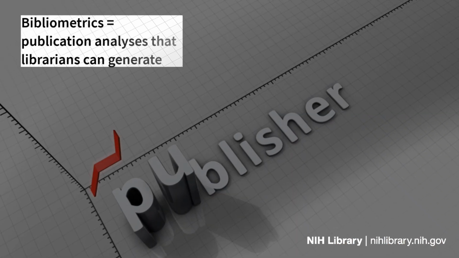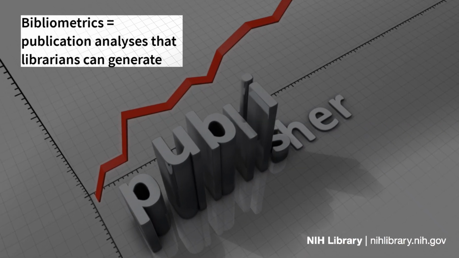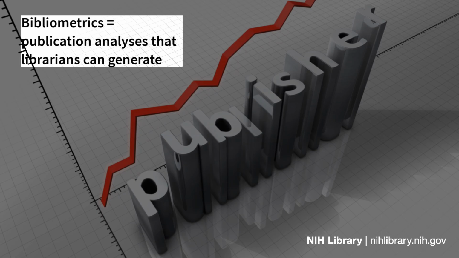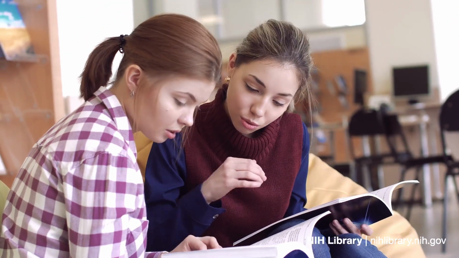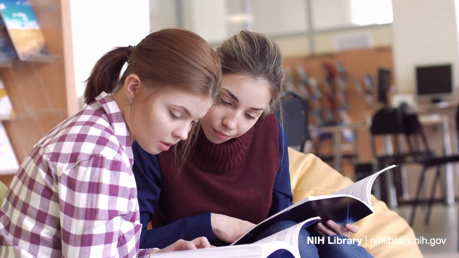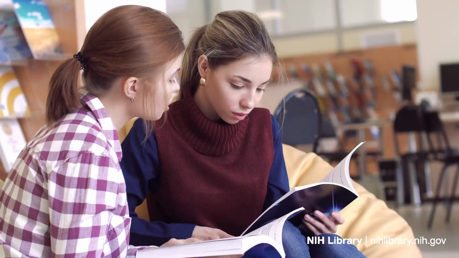Bibliometrics are publication analyses that librarians can generate for intramural NIH staff. Librarians use analytics to understand and evaluate publications produced by intramural NIH scientists and ICs.